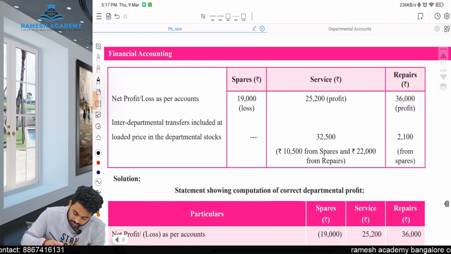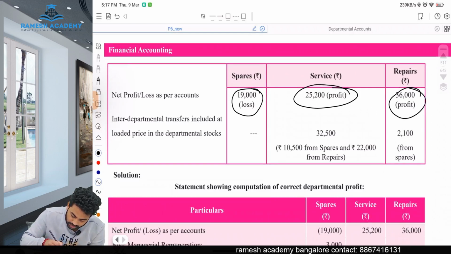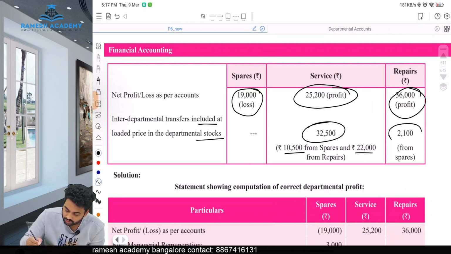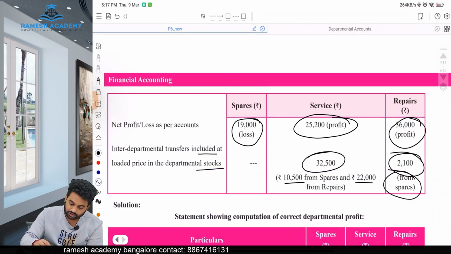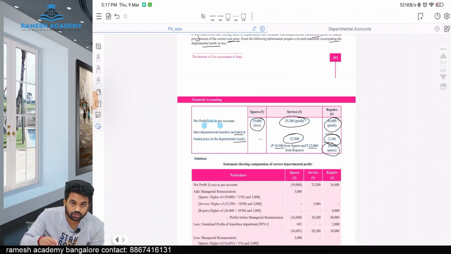Net profit or loss as per the accounts: spares 19,000 loss, service 25,200 profit, repairs 36,000 profit. Interdepartmental transfers included at a loaded price in the departmental stock: service 32,500, of which 10,500 from spares and 22,000 from repairs; repairs 2,100 from spares. Okay, kindly go through the question. We will start. Kindly go through the question.